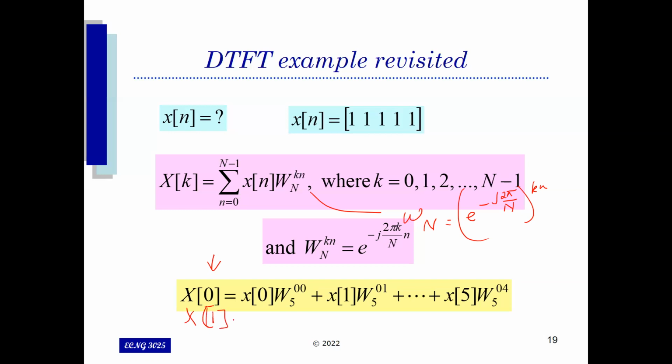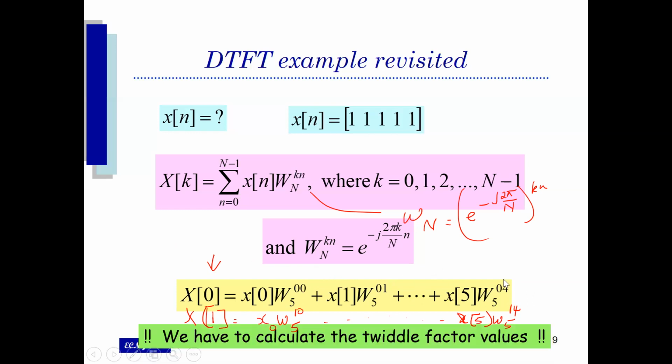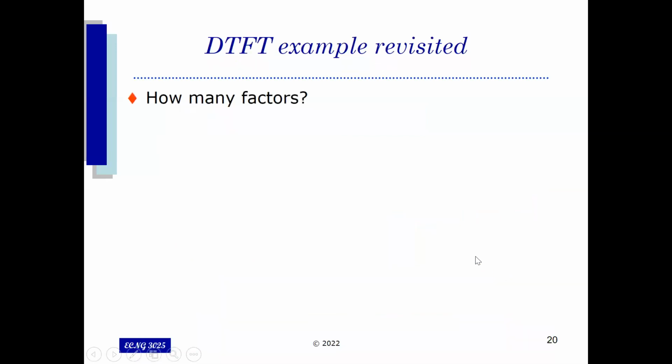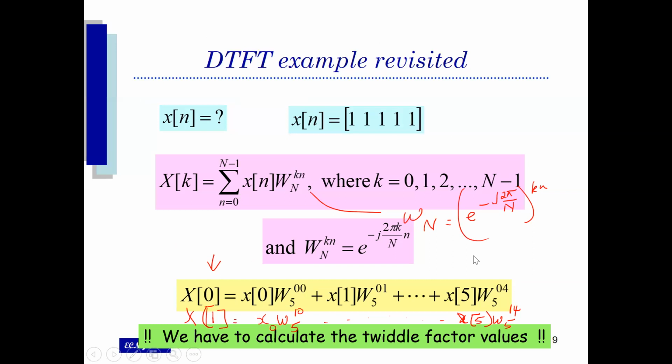Then for k equal to 1, I'm going to have to do the same thing. X[1] will be equal to x0 W5 to the power k times n, where k is 1 and n is 0, all the way up to x4. Then I have to do x2, x3, x4, et cetera. So we have to calculate all those twiddle factors, right? How many twiddle factors do I have to calculate? k going from 0 to 4, n going from 0 to 4. So how many values in all?